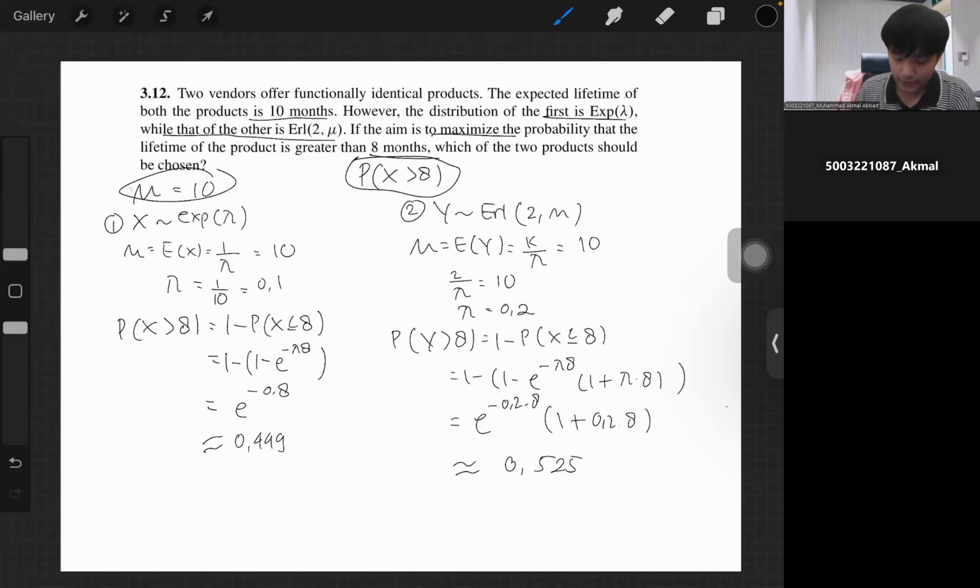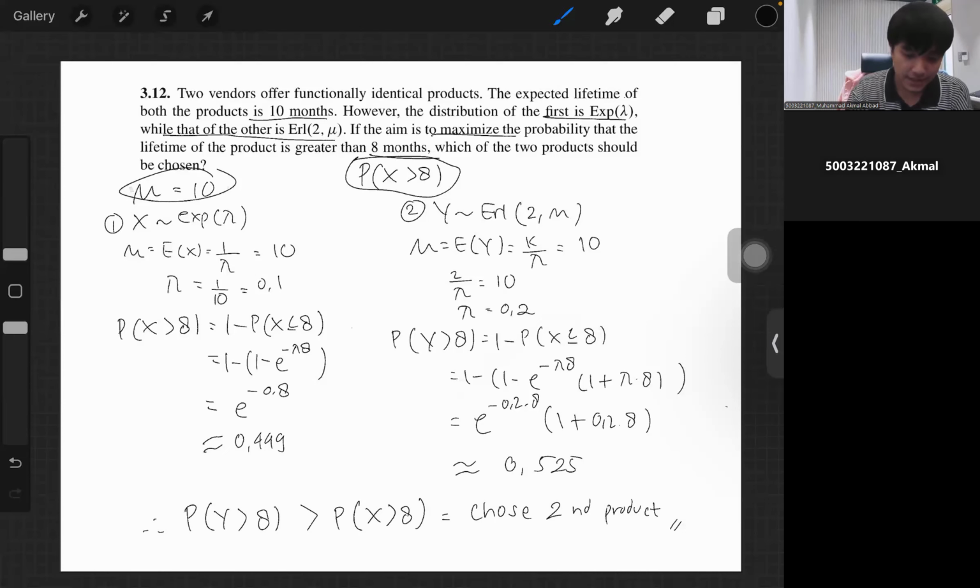So we can see that the probability that the lifetime of the second product is greater than 8 months is greater than that of the first product. The probability of y greater than 8 is greater than the probability of x greater than 8. So we can use the second product because it has the greater probability.